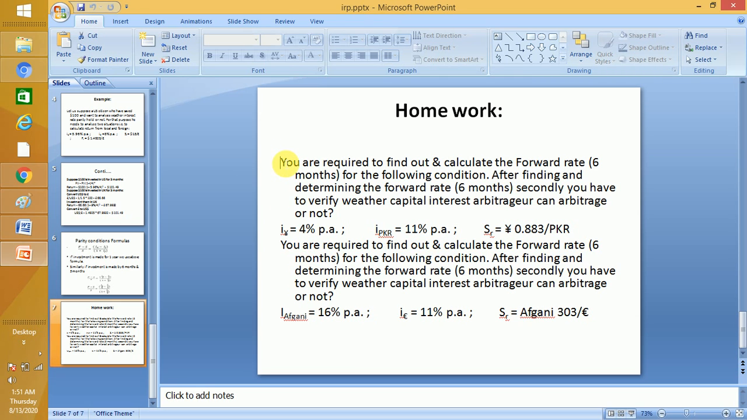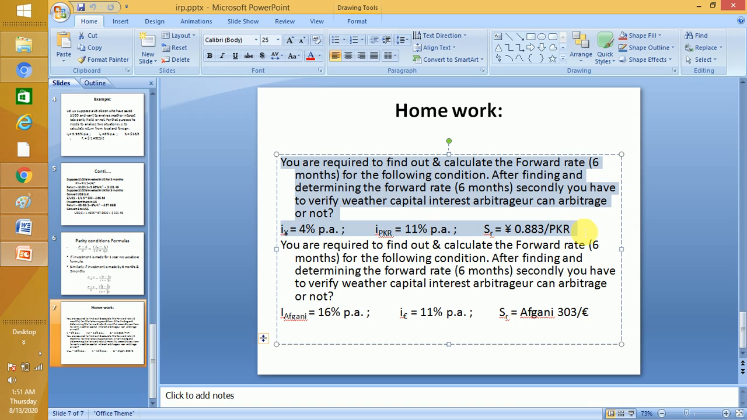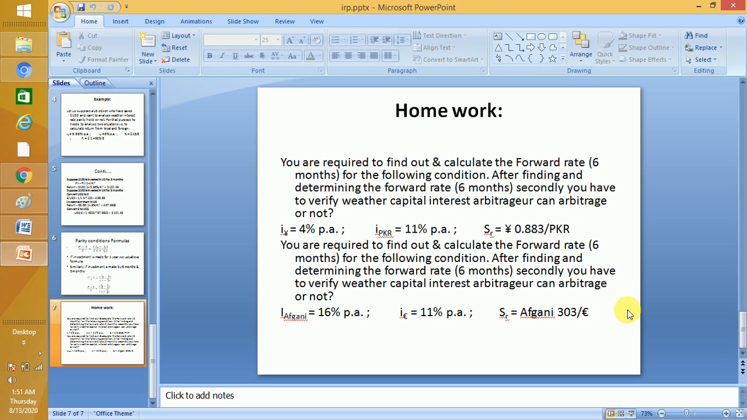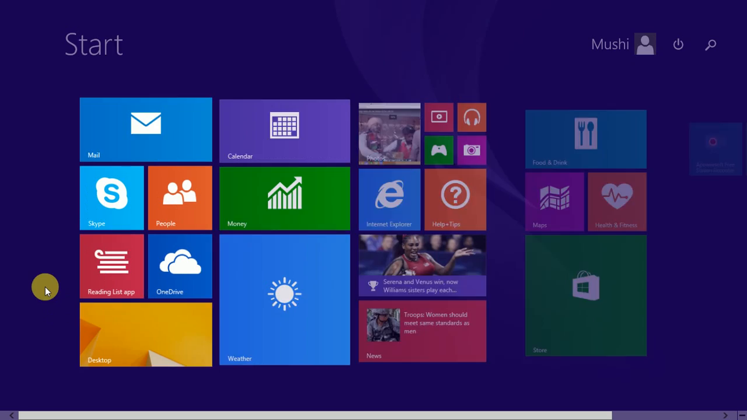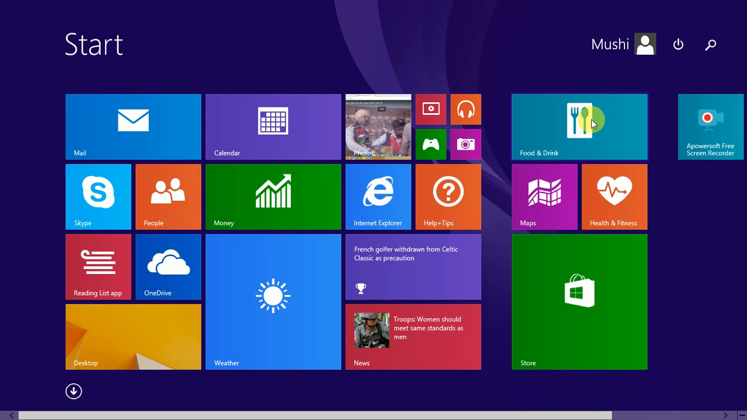This is one question, up to this point. Then this is the second question, and here he is demanding the same thing. Interest in Afghani is 16% per annum. Interest in Euro is 11% per annum. The spot rate, Afghani divided by Euro, is also given, so we will calculate the parity condition. So we go to paint.